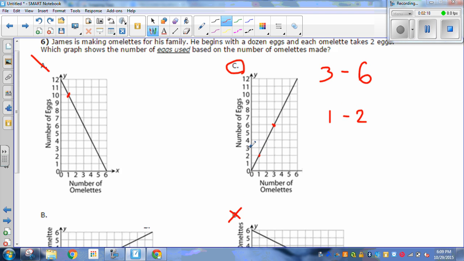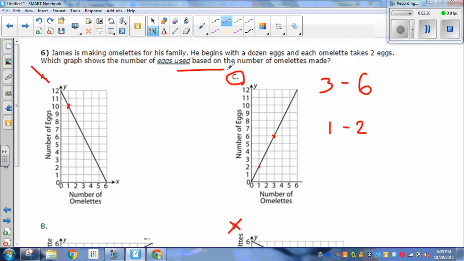And there's a very specific reason why. It says eggs used based on the number of omelets made. If you remember science from 7th grade, you probably talked about dependent and independent variables. Well, a dependent variable is something that depends on something else. If you think about this, the number of eggs that you use depends on the number of omelets that you make. So since this is dependent on this, the dependent variable always goes up here, since it depends on this.